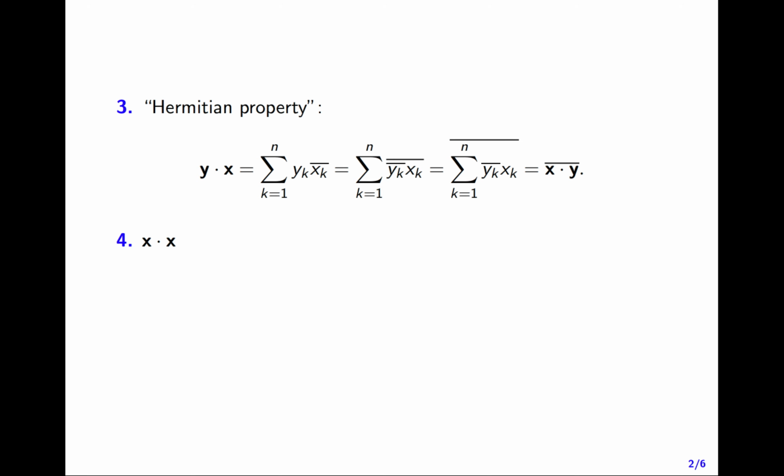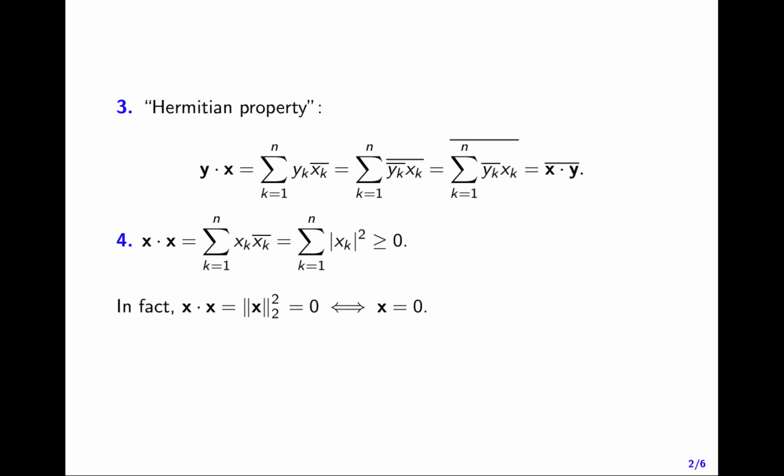Next, let's look at x dot x. What happens when I take the dot product of the same vector with itself? This is the sum from k equals 1 to n of xk times xk bar. Xk times xk bar, that's the modulus of xk squared. So now I have the sum from k equals 1 to n of the modulus of xk squared. And that, of course, is non-negative. In fact, x dot x, we see, is the 2-norm of x squared, where we met the 2-norm of a vector in Cn in a previous video.